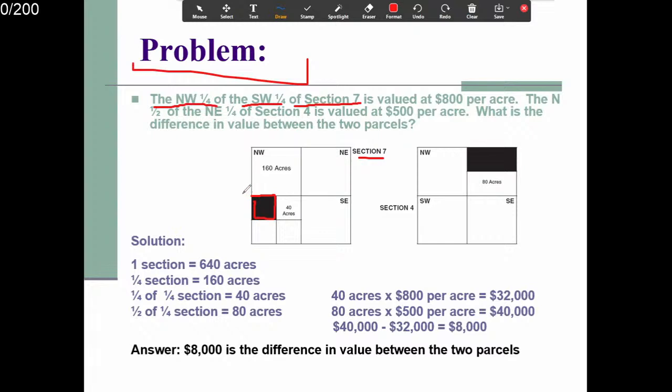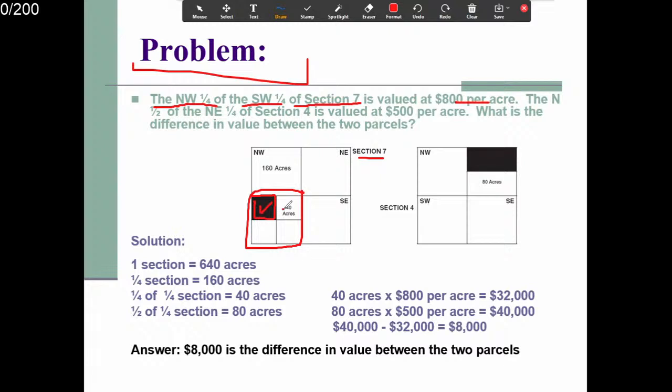Southwest quarter, right? Of the southwest quarter. This is the southwest quarter. Okay. So the northwest quarter of the southwest quarter of section 7, which is here, is valued at $800 per acre.